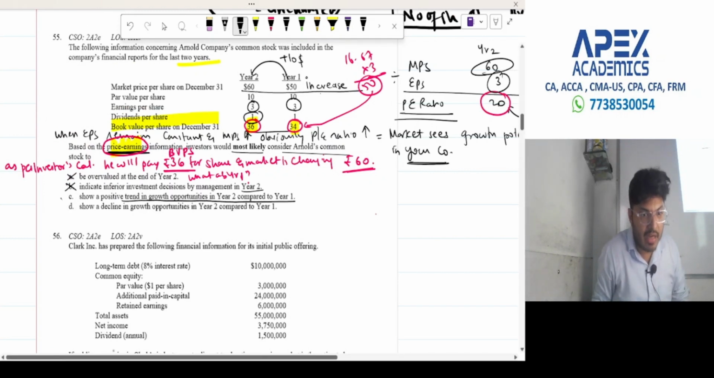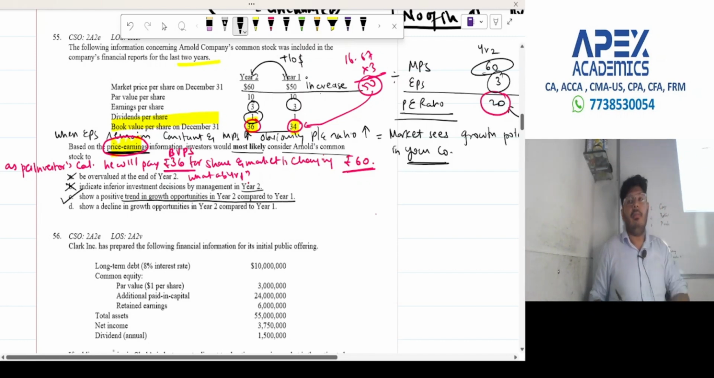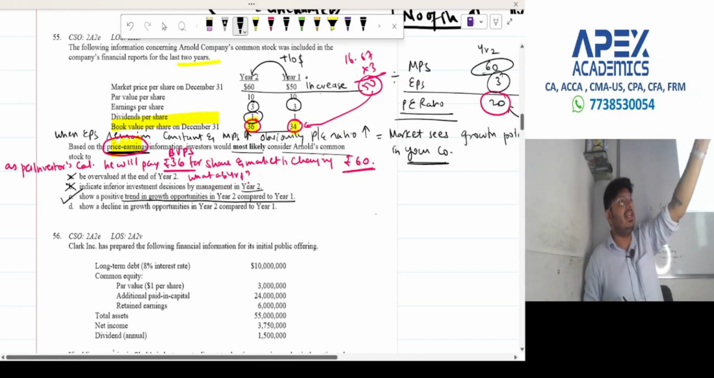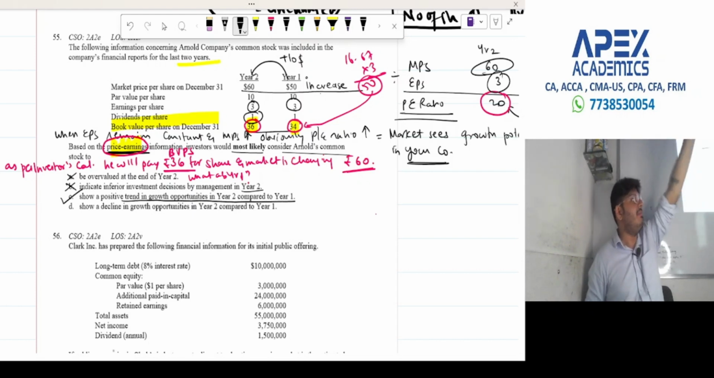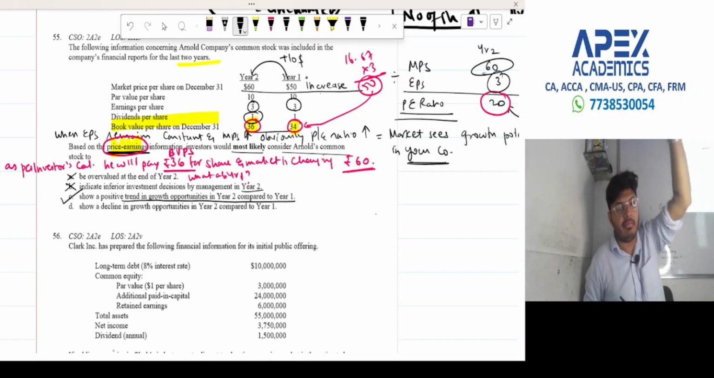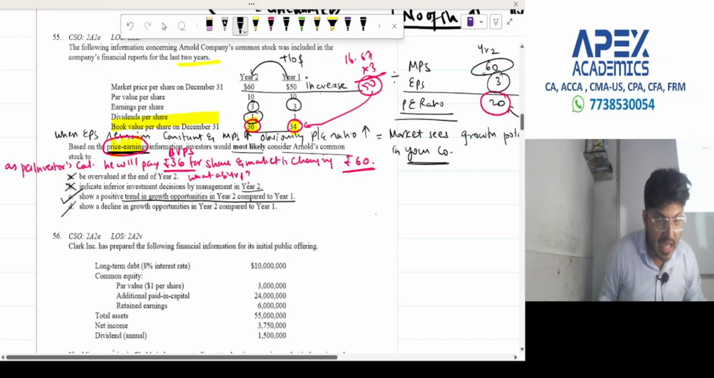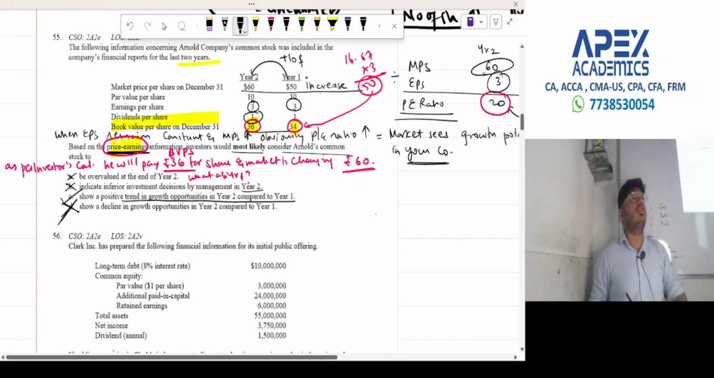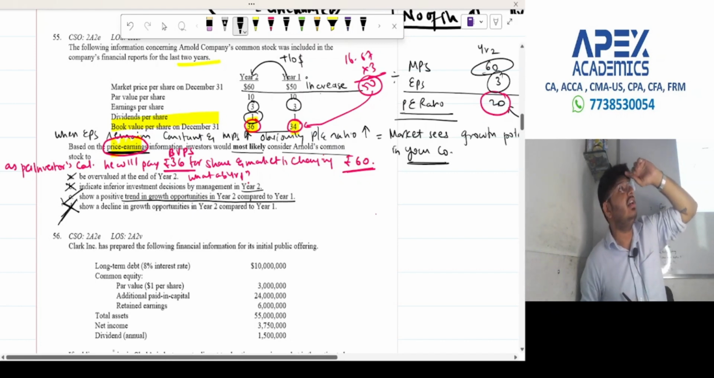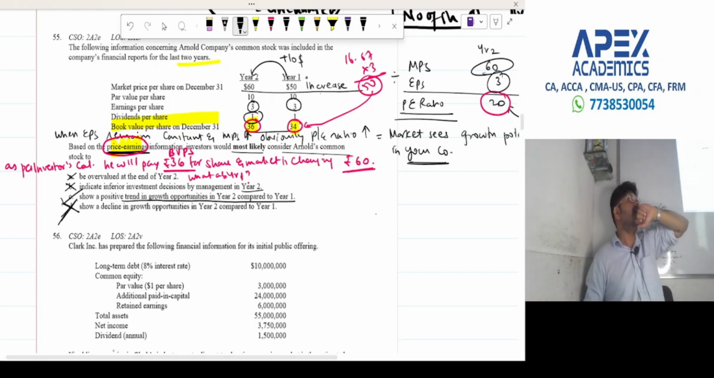ये तो गलत है। It shows a positive trend in growth opportunities in year 2 compared to year 1, absolutely yes। Why? Because the moment the EPS is constant, the PE increases, the MPA increases, it shows that the market expects you to have positive growth opportunities। It shows a decline in growth, absolutely not, there is no decline in growth, as a matter of fact there is a increase in growth opportunities। I hope you're understanding.